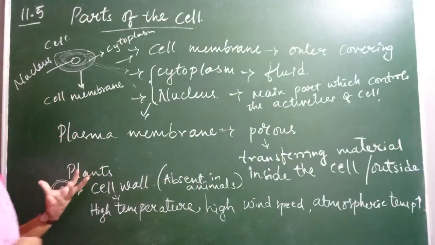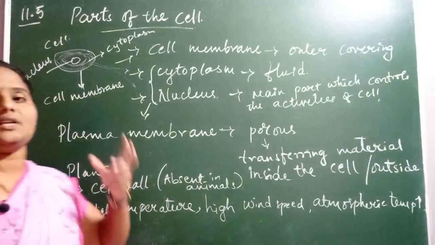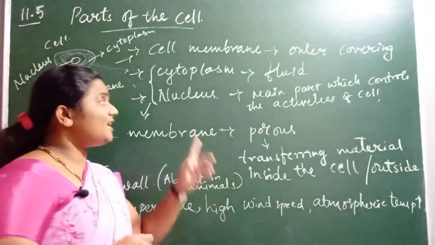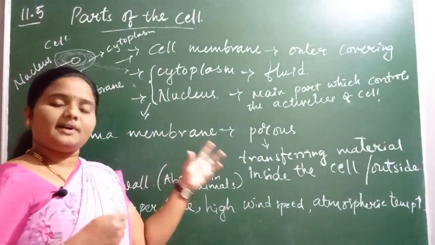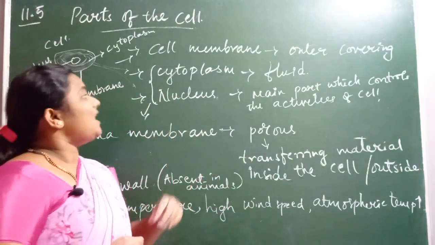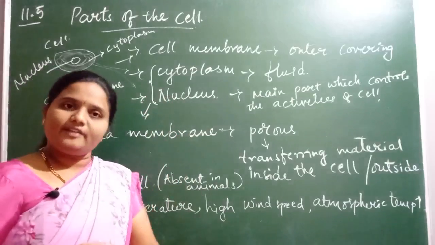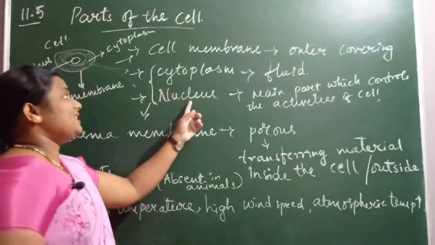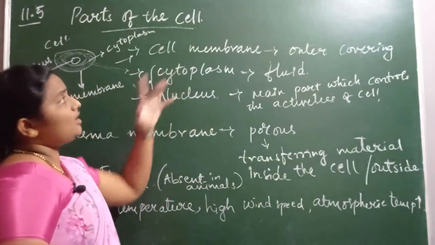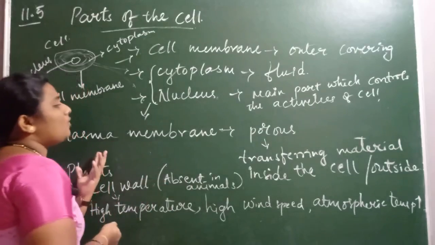These are the main basic things which are present in a cell. Understand, children? Cell membrane means the outer covering of the cell, which gives a particular shape to the cell. And cytoplasm is a fluid which is present between the nucleus and the cell membrane. The nucleus along with the cell membrane together we call what?